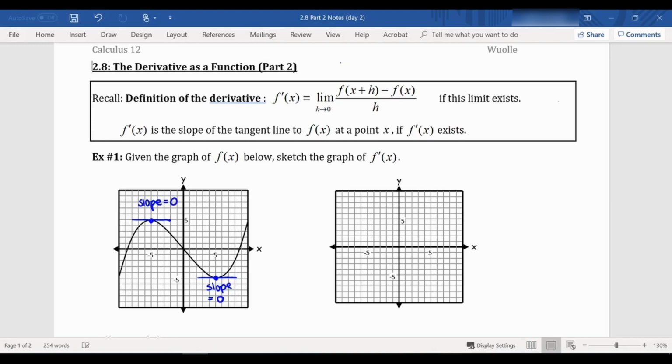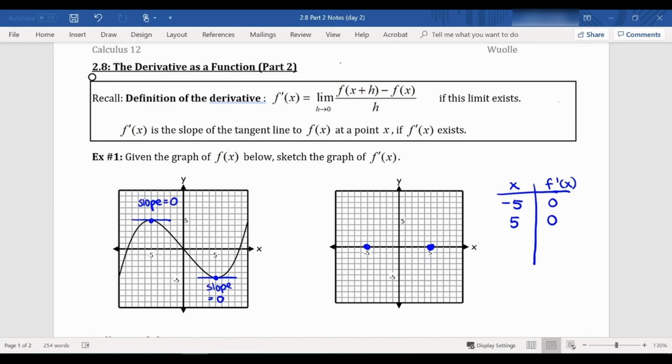So what that means is, if I'm trying to draw f prime, if I think about it as a table of values, I've got x values and I have f prime values, or y, right? When x is -5, I have an f prime value of 0. And when x is +5, I also have an f prime value of 0. So I'm going to put these points on my graph.